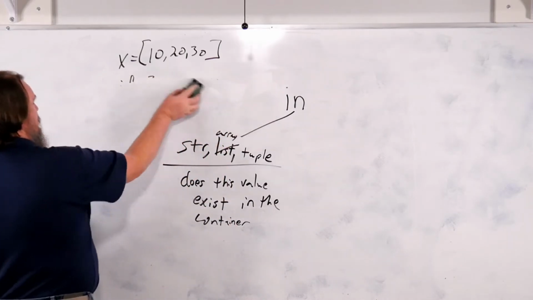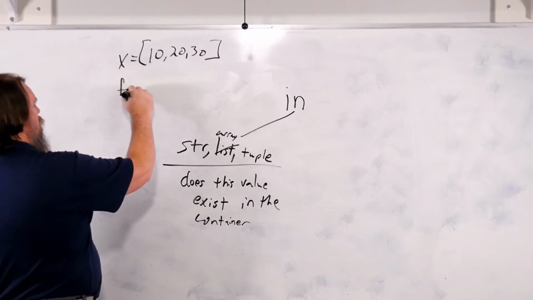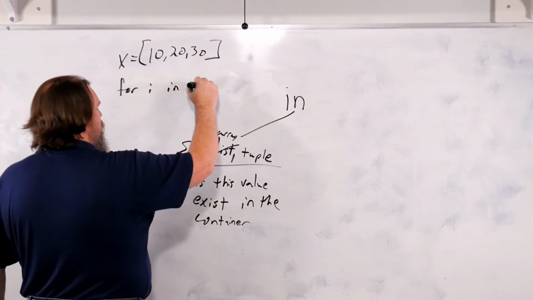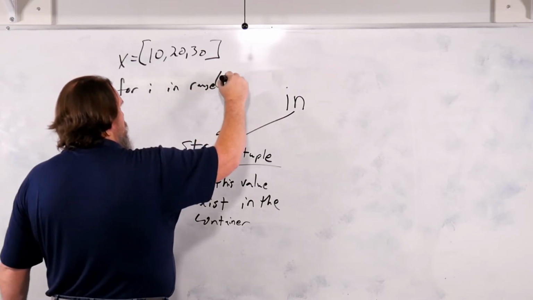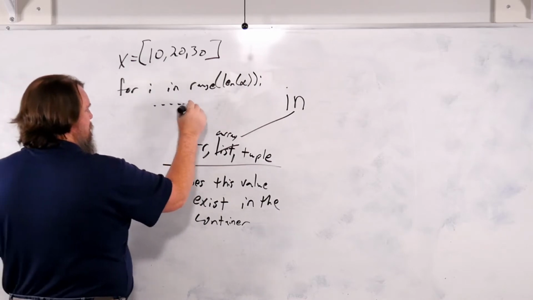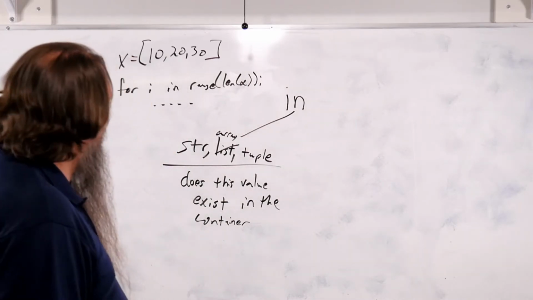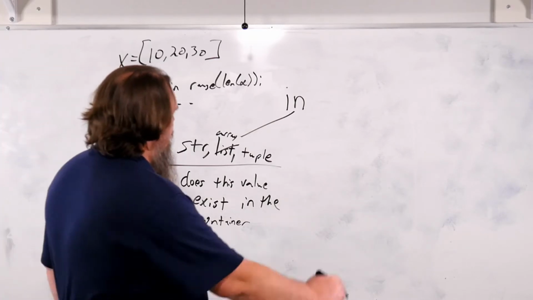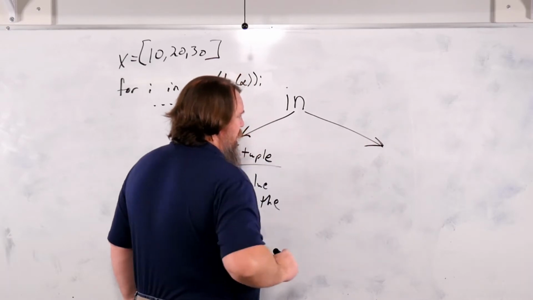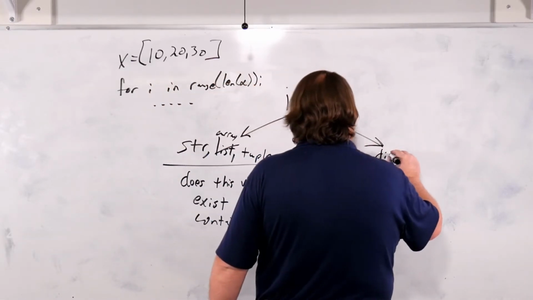And this is equivalent to you doing a for loop. For i in range len x, check to see whether the value exists inside the array. Now, the in operator in dictionaries does something that's analogous, but a little bit different.